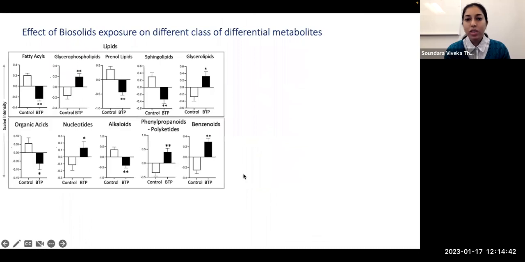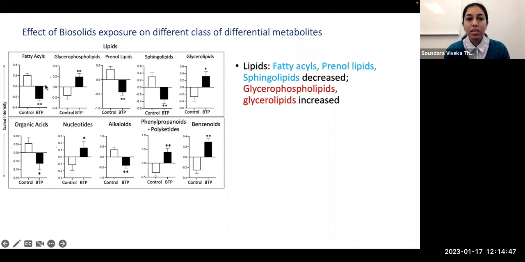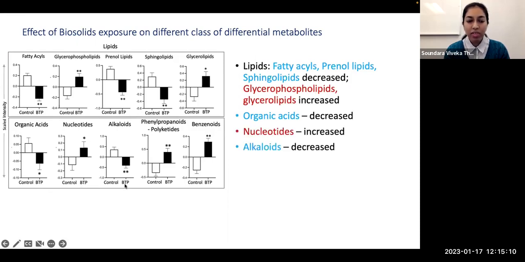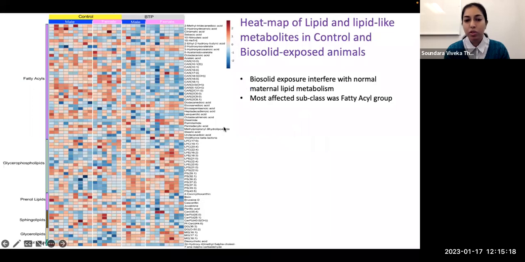So taking a closer look at each of the subclasses of the differential metabolites, we could see that the different classes of lipids showed a difference in their profiles in the control and the biosolid groups, while fatty acids, prenol lipids, and sphingolipids showed a decrease in the biosolid groups. The glycerophospholipids and glycerolipids subgroups of metabolites were increased in the biosolid groups. Among the other groups, organic acids were decreased, nucleotides were increased, alkaloids were increased, and phenylpropanoids, polyketides, and benzenoids were increased in the biosolid groups.